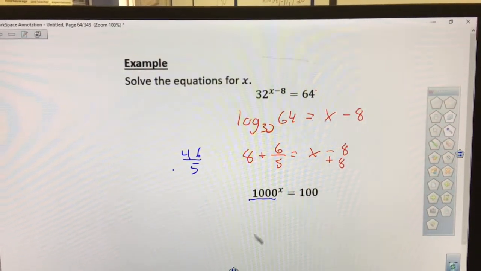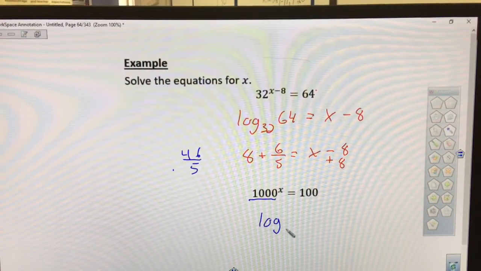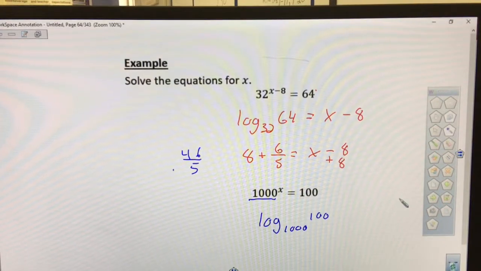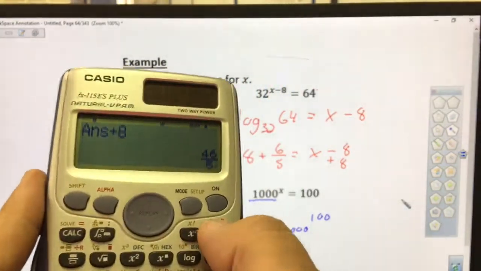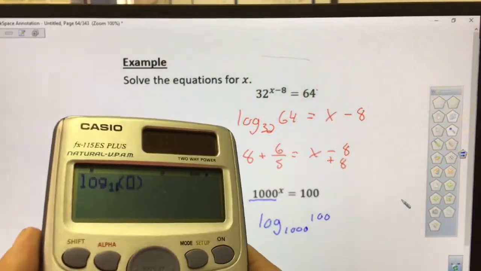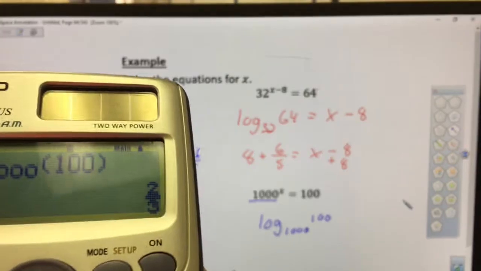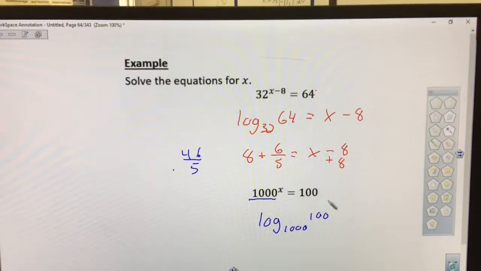What's the base? 1,000, right? So you're going to do log base 1,000 of 100. Just type that in the calculator using that log base key. So I hit the log base key, and then I put 1,000 in for the base, and then 100 in there, and you get 2/3. Pretty nice. If you can do log base, it works out pretty quick.